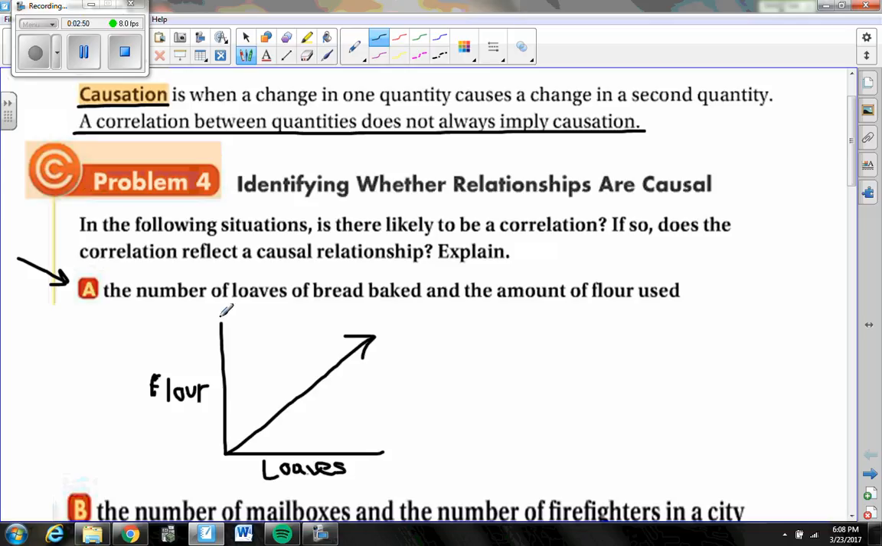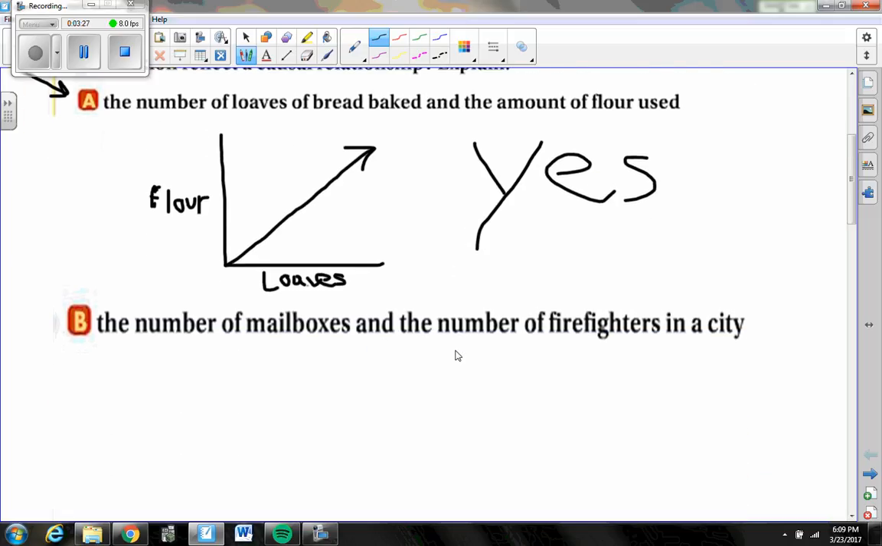Now the question is, is that a causational relationship? Does making more loaves of bread cause me to use more flour? And the answer here is yes. Yes, there is causation, because physically making more bread is what causes more flour to get used. The more loaves I make, the more flour I use. It's the causational relationship there. So when we're making things, yes, causation. It is causing something to happen. Now this second example is a little bit different.